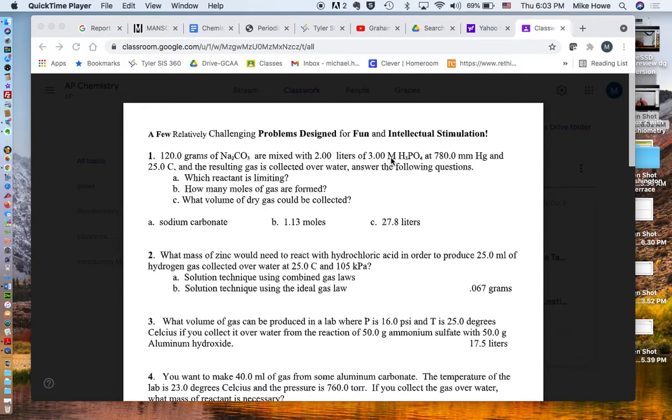Okay, it's at 780 millimeters of mercury and 20 degrees C, and the resulting gas is collected over water. So you're going to need to find the number of moles of gas that are produced. Let me say that again, the moles of gas that are produced.